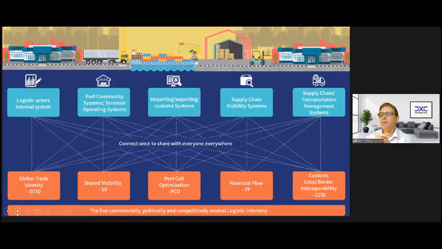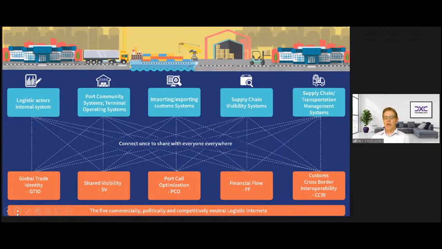So just to say, the logistic internet is really an extension of the current internet with foundational logistic-specific features. It is commercially, politically and competitively neutral, similar to what we see in the internet today. And the purpose is really to replace the current one-to-one connection with an internet-like paradigm of connecting once and then sharing with everyone everywhere, and doing that in a trustworthy way.